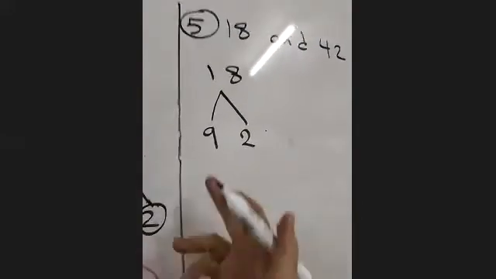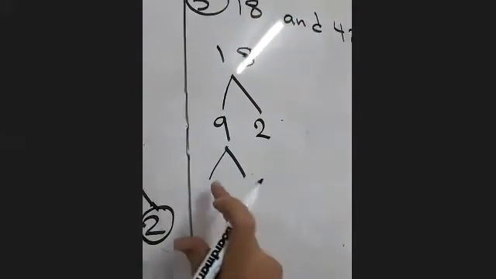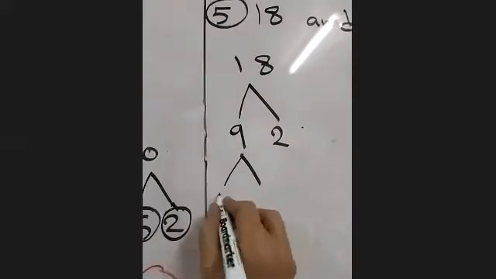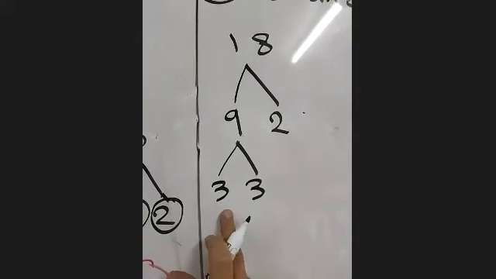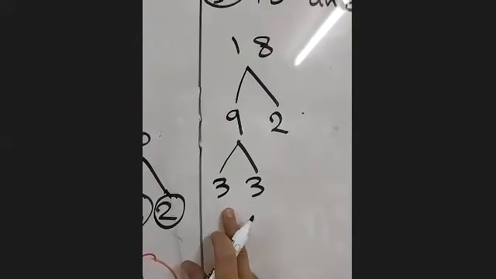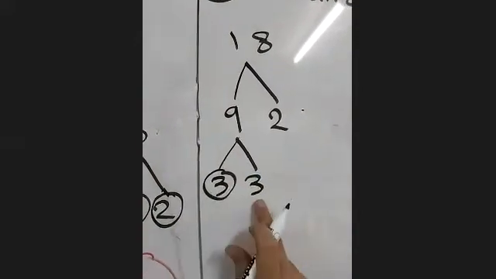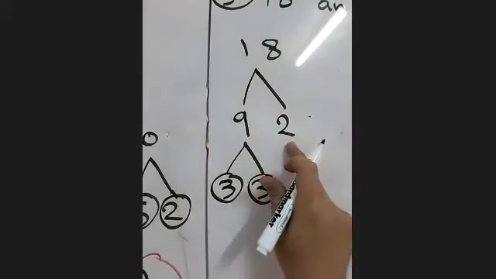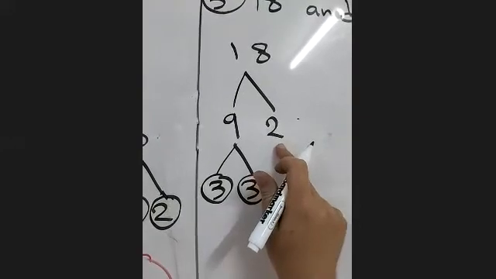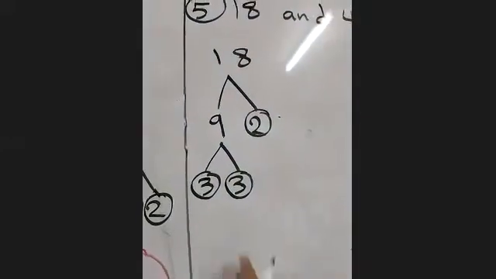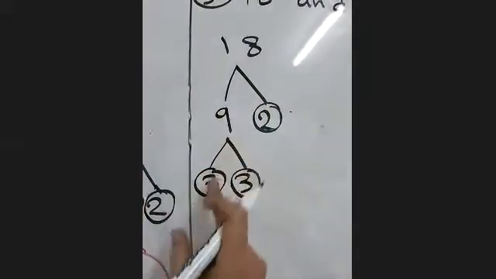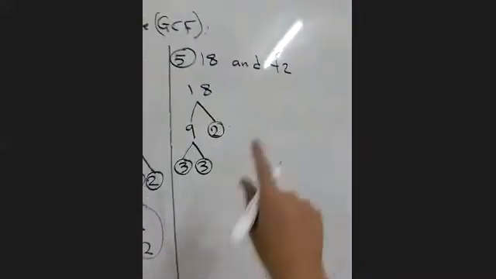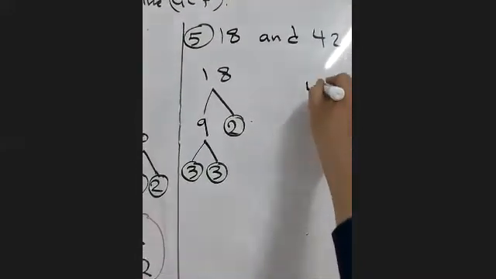Now the 9, Kareem. Give me 2 numbers. If you multiply them, you get 9. 3 and 3. Excellent. But can I do more for the 3? No. Circle. Can I do more for the 3? No. Circle. Can I do more for the 2? No. Circle. Do I circle 9? No, because I factorized it. Now I'm done with the 18. I will go where? To 42.